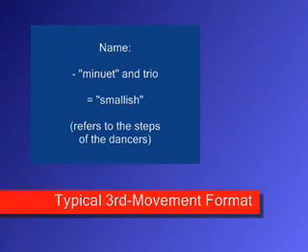The next movement format is called minuet and trio. Let's take a careful look at this designation. Minuet is a French word that means smallish, and here it refers to the steps that the dancers made when they danced this particular dance. The minuet was the quintessential court dance of the late 18th century, and a stylized form of this dance was a standard part of late 18th and early 19th century symphonies and string quartets.